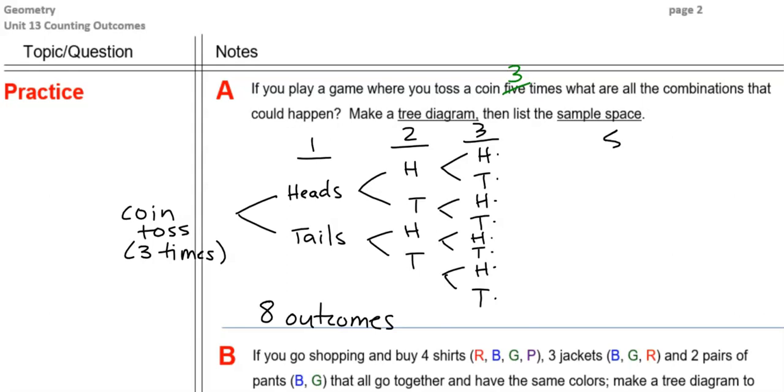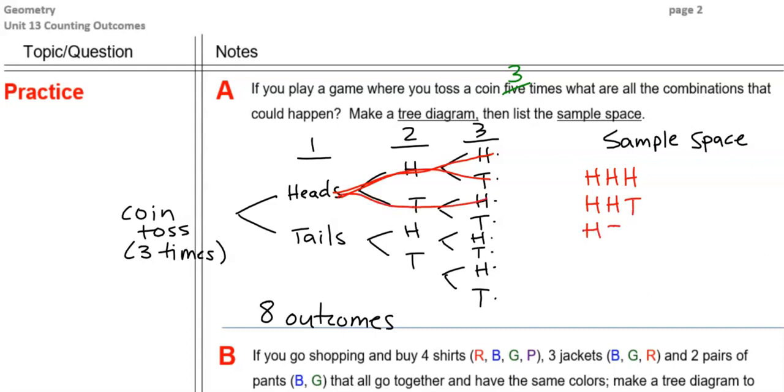And then for our sample space, remember that's where we're going to list all of the possible outcomes. This one won't be quite so bad because there's only 8 outcomes instead of 18. So heads, heads, heads. We could get all 3 heads. We could get heads, heads, tails. We could get heads, tails, heads. Or we could get heads, tails, tails.